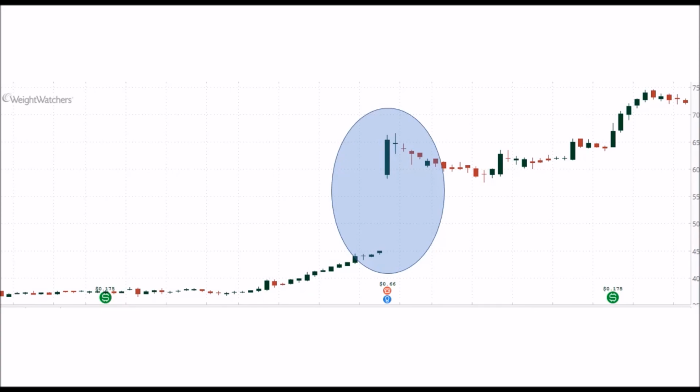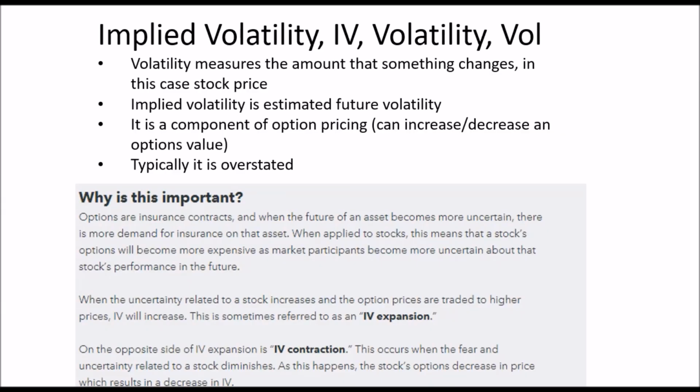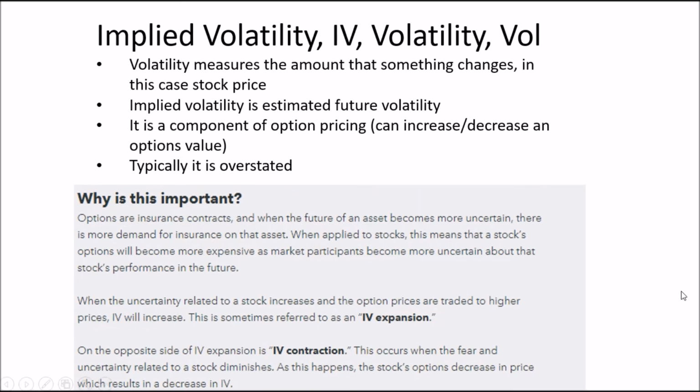So anyway, let's get into the purpose for this video, and let's talk about implied volatility. You'll also hear that referred to as IV. Some people just call it volatility for short, and you could also see it listed as just vol. So if you look at what volatility is, volatility measures the amount that something changes. And for us, we're looking at the volatility of the stock price. Implied volatility is the estimated future volatility. So what implied volatility is trying to do is account for how much a stock could move up or down at some point in the future.